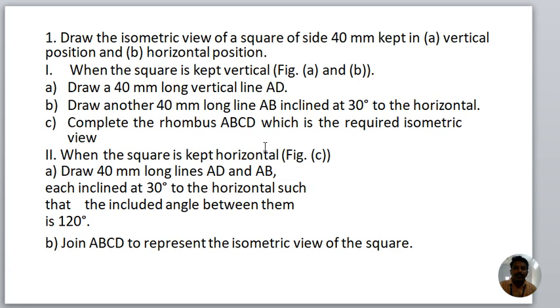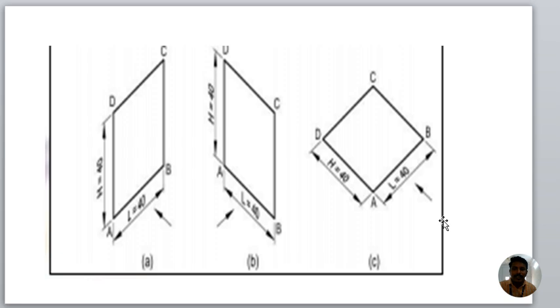And the second one is the horizontal position. Draw the 40 mm long lines AD and AB, each inclined at 30 degrees to the horizontal such that the included angle between them is 120 degrees. Join ABCD to represent the isometric view of the square. For example, this is the orthographic projection of the square. Each side is 40 mm; this represents the vertical view of the object, and this one is the horizontal view of the object.